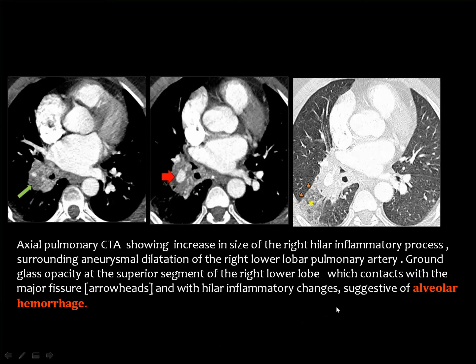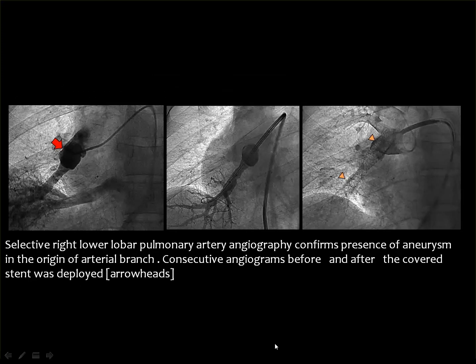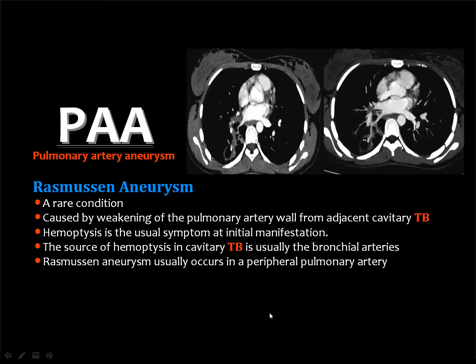And here you got an aneurysm with peripheral opacification or lung consolidation, which suggested the development of alveolar hemorrhage secondary to leak from the aneurysm. And this is the selective pulmonary angiography demonstrating the aneurysm, and after embolization or treatment of the aneurysm.